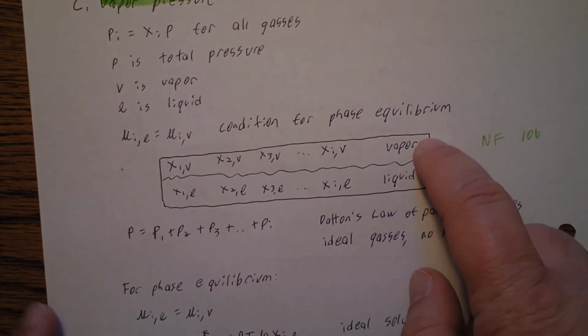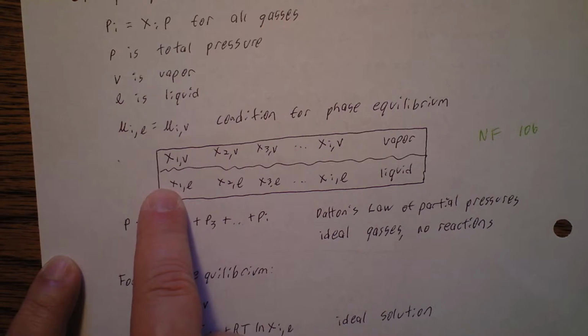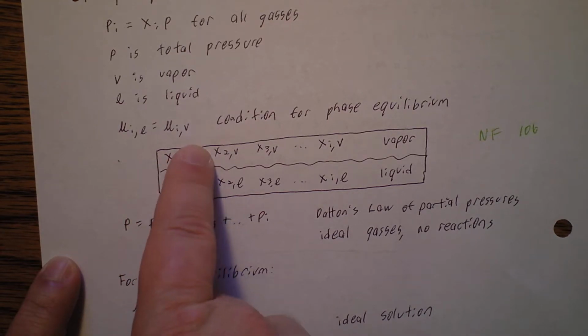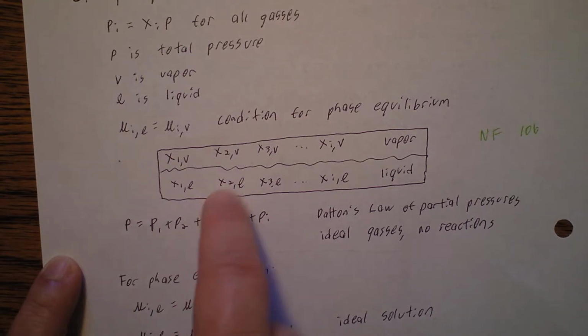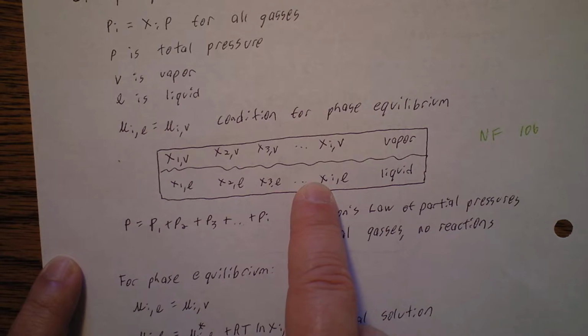So here's a container. We have substance 1 in the vapor phase, substance 1 in the liquid phase, substance 2 in the vapor phase, substance 2 in the liquid phase, etc., all the way to substance i in the vapor phase, substance i in the liquid phase.